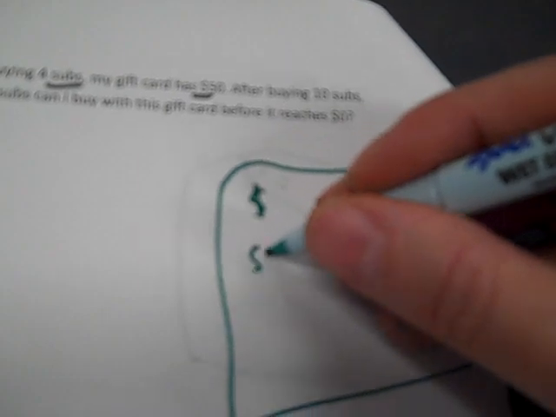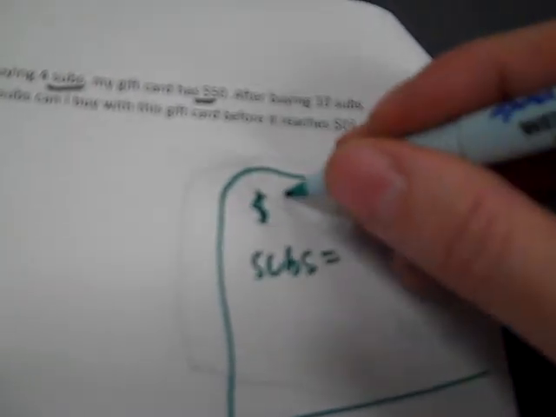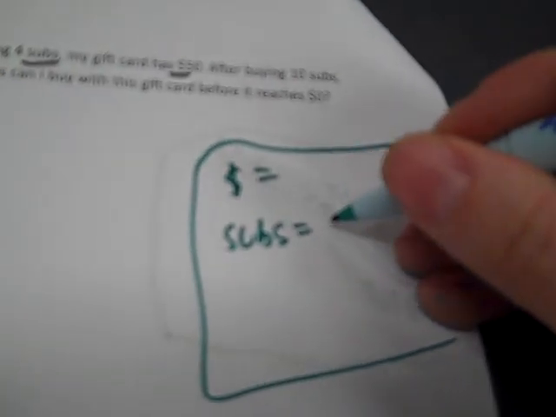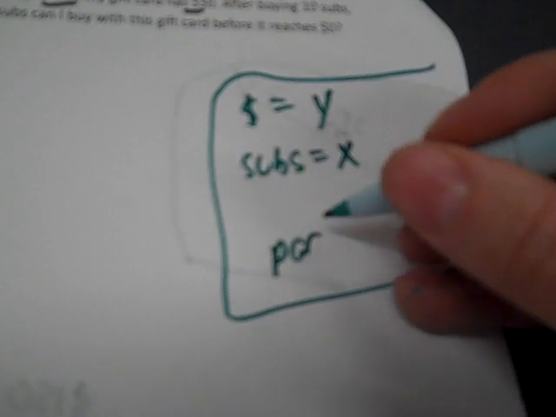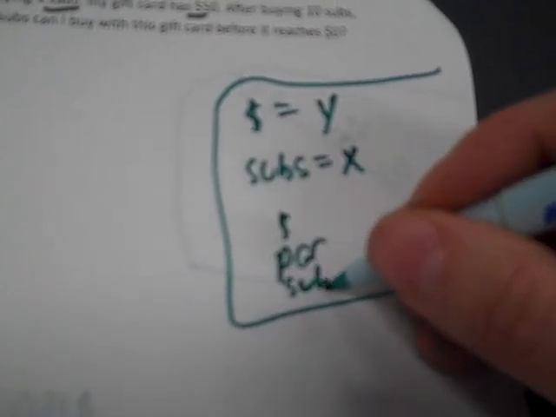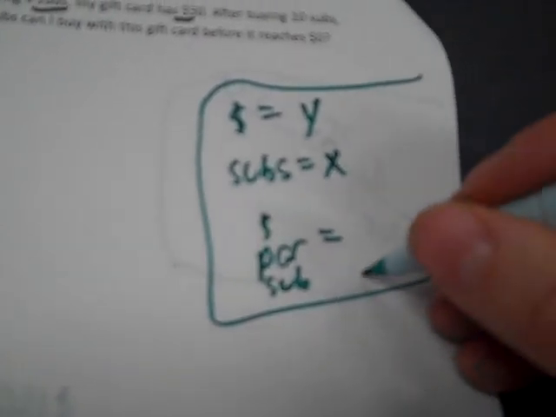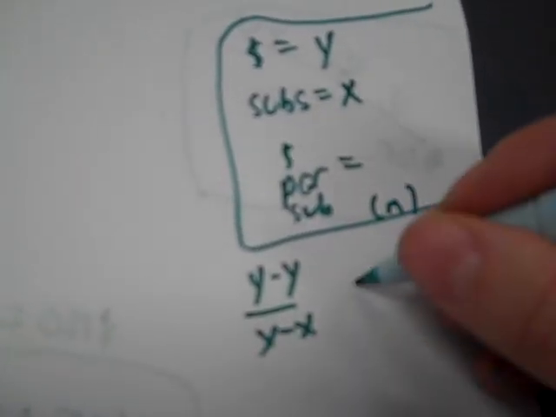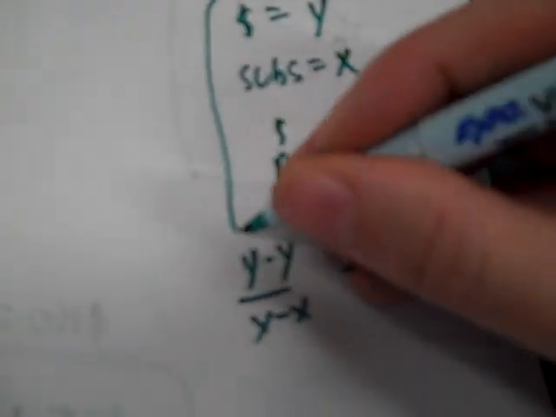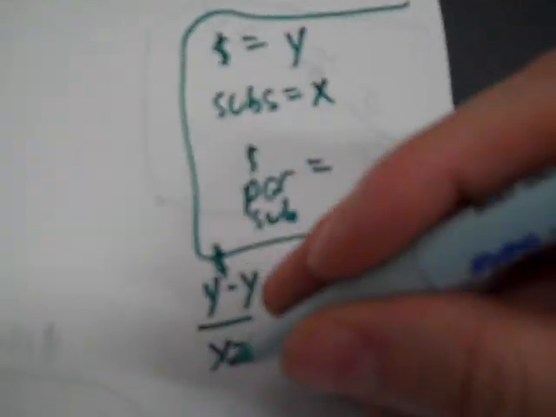So I've got dollars and subs. Whatever you're buying is X, and then the cost is Y. The cost is always dependent on what you're buying, so it's dollars per sub. Now I don't know my dollars per sub, so I don't know my M value. So I go to my Y minus Y divided by X minus X, because there is an M value.